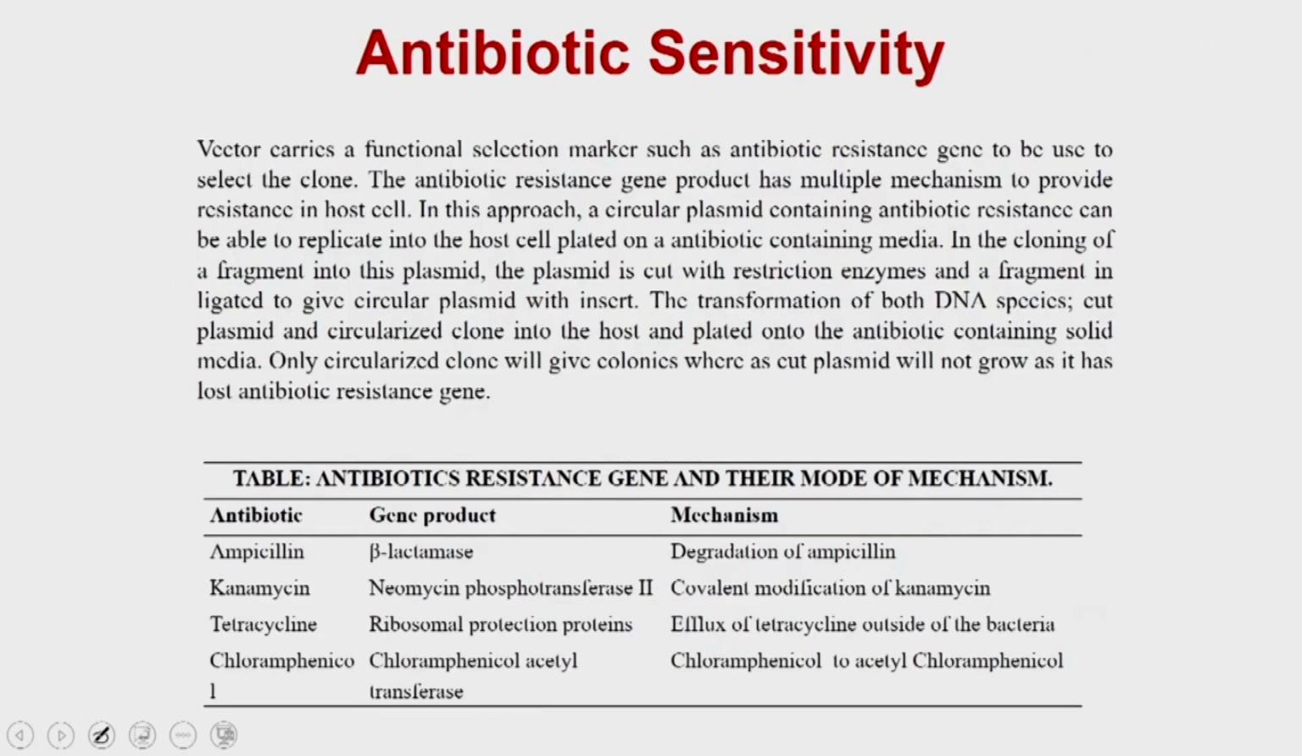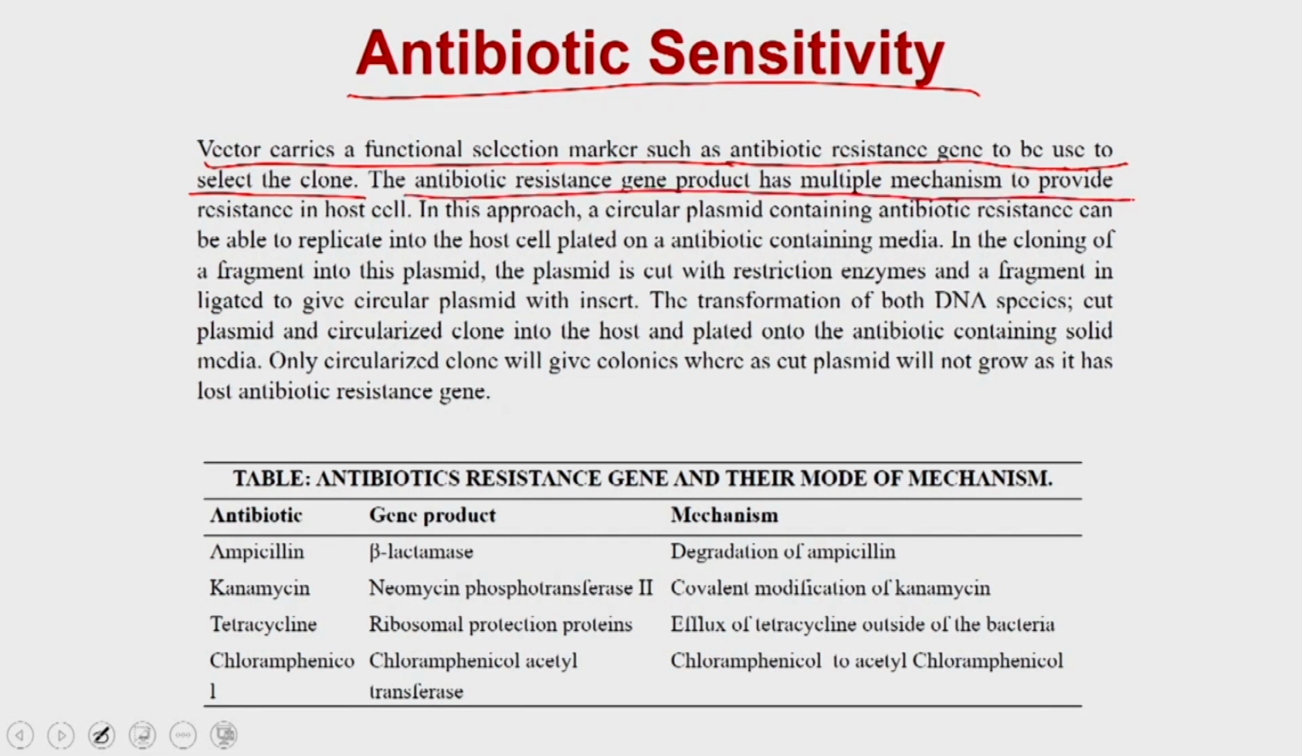Next is antibiotic sensitivity. In antibiotic sensitivity, the vector carries a functional selection marker such as an antibiotic resistance gene, and that can be used to select the clone. The antibiotic resistance genes normally produce products which have multiple mechanisms to provide resistance in host cells. You can see you have the kanamycin.